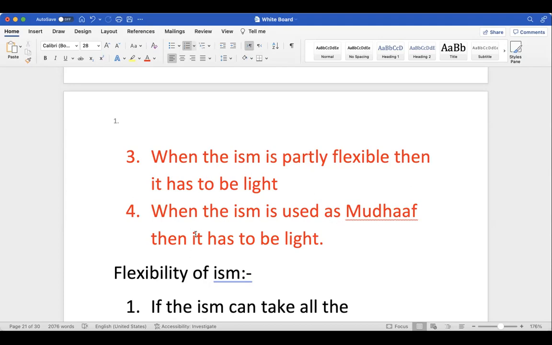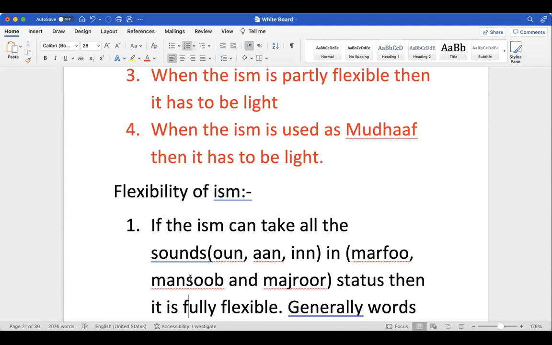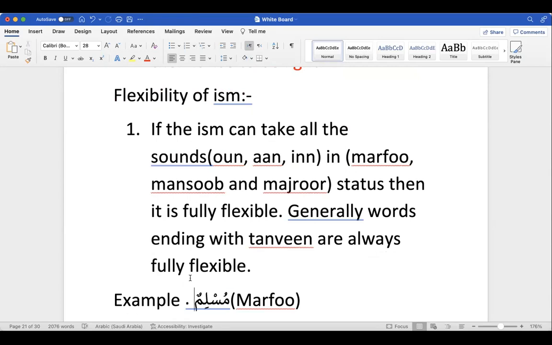So as far as flexibility is concerned, we had discussed the flexibility of ism. What does flexibility mean? If the ism can take all the harakats, correct? How many harakats can it take? Whether it can take all: dhamma, fatha, kasra, o, an, in, or o, a, e sounds, or whether it can take only two kinds of sounds, o and a only, or it cannot show any ending sound. So three kinds of flexibilities actually we were discussing yesterday.